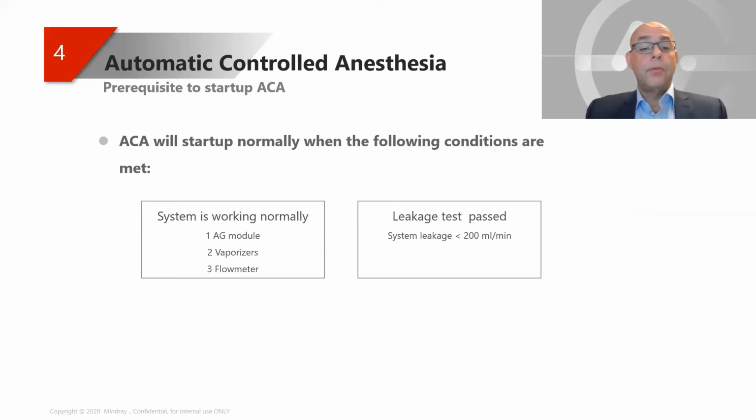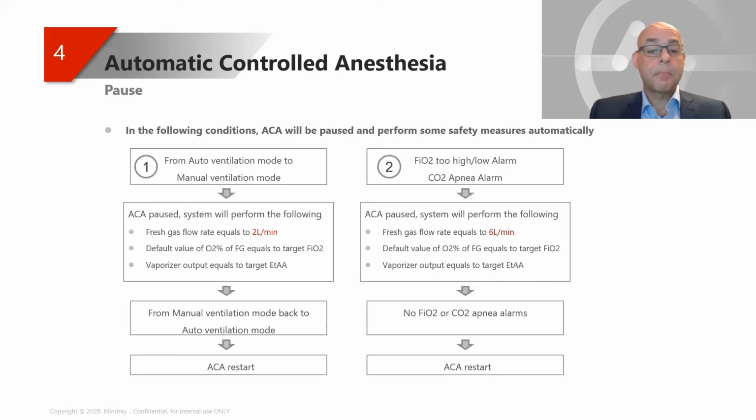Now, the prerequisites to start up the ACA is that the system is working normally. So you have an anesthetic gas module installed, you have the vaporizer working fine, and flow meters, of course. And the leakage test must have been passed and has to be less than 200 milliliters per minute. So from auto ventilation mode, if you go to the manual ventilation mode, you switch it over, the ACA will be paused, and the fresh gas flow rate will be 2 liters per minute. Then the default of the O2 concentration and the anesthetic agent concentration will remain on the target.